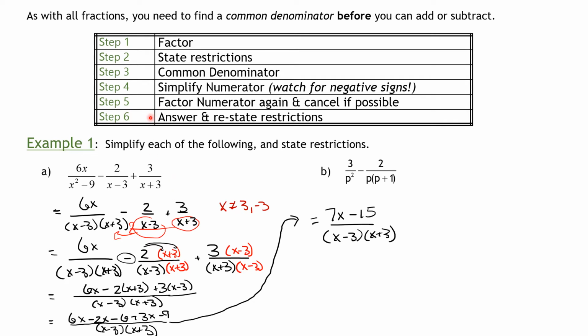Step 6, answer and restate restrictions. So this is our answer. All I have to do now is restate my restrictions in order from low to high. X cannot equal -3 and +3.